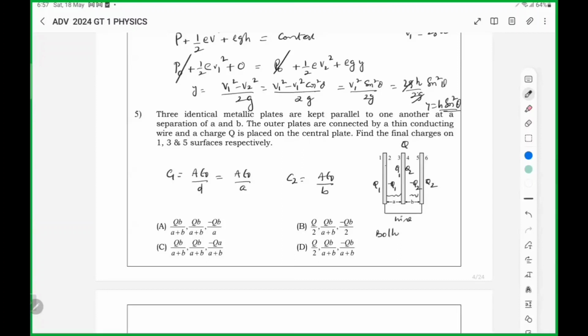Both capacitors are connected by a wire, so the potential difference is the same.